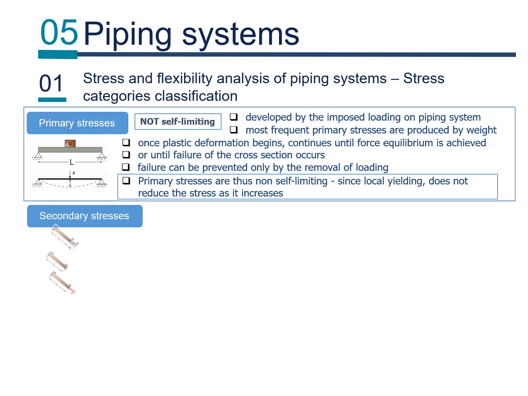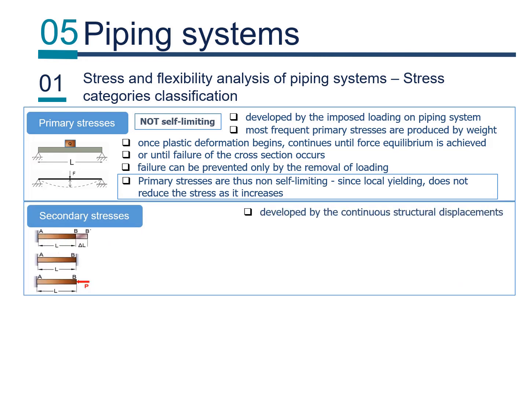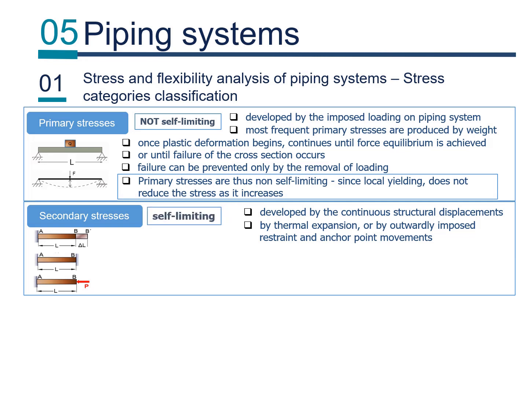Secondary stresses. They are developed by the continuous structural displacements. These displacements can be caused either by thermal expansion, or by outwardly imposed restraint and anchor point movements. Secondary stresses are self-limiting. Self-limiting stresses are, for example, stresses caused by thermal strain. A heated pipe will expand for some percentage of its original length, according to its thermal expansion coefficient, and if unrestrained will not show any stress in the material.